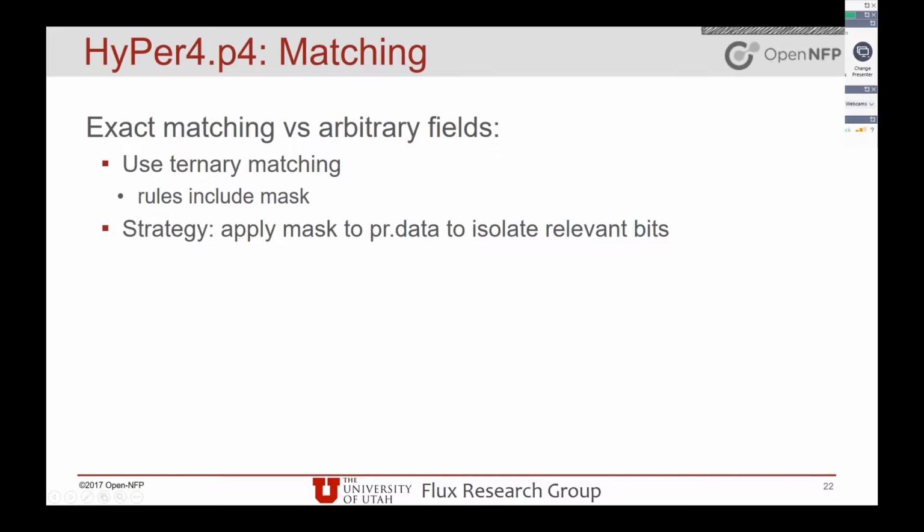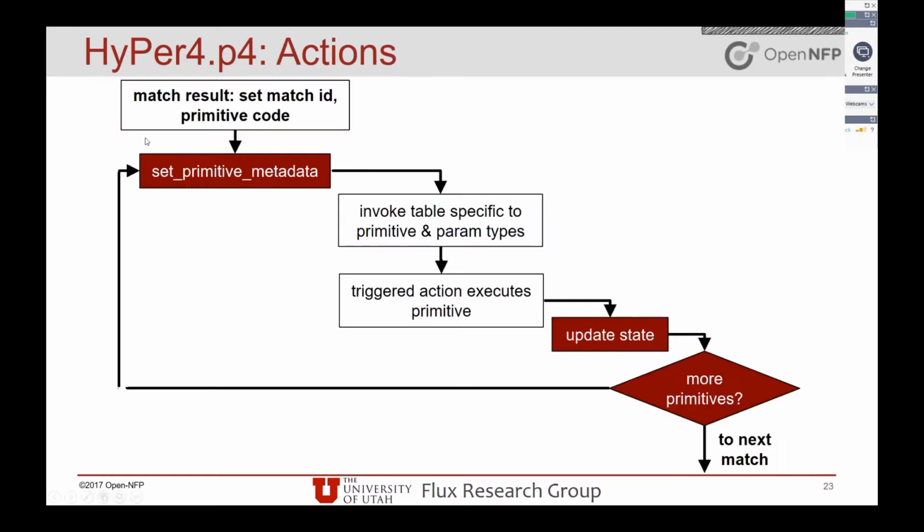All right, we talked about this briefly before, but just to put it down in writing, we can do exact matching on arbitrary fields by using ternary matching, because one of the nice things about ternary matching is that when you write a rule for a table with a ternary matched field, you include a bit mask along with that entry, and that bit mask can allow you to isolate only those bits that are relevant to the field that you're trying to match on.